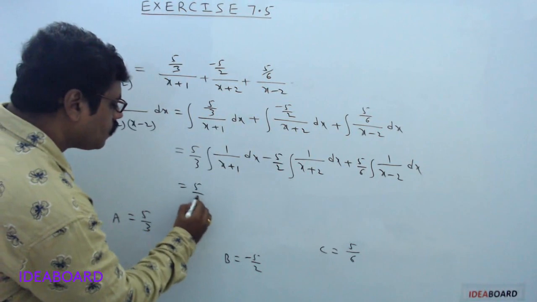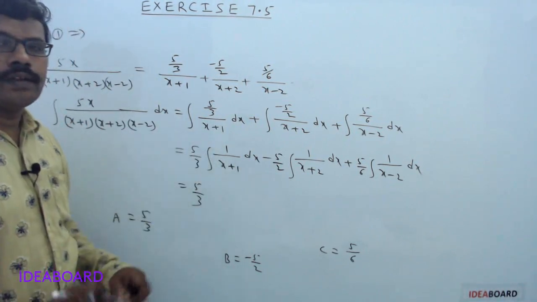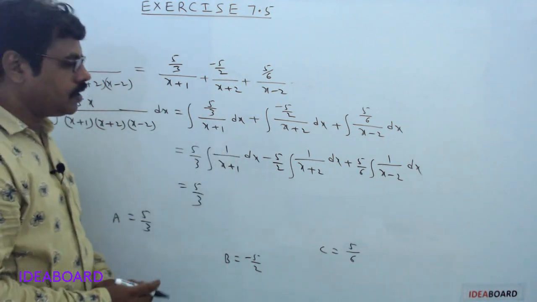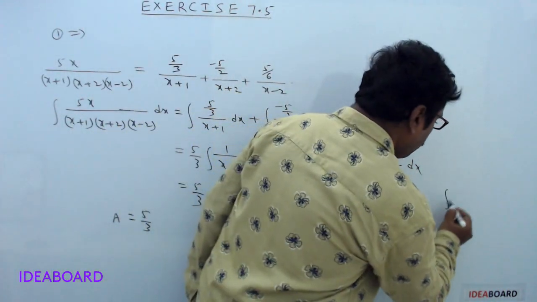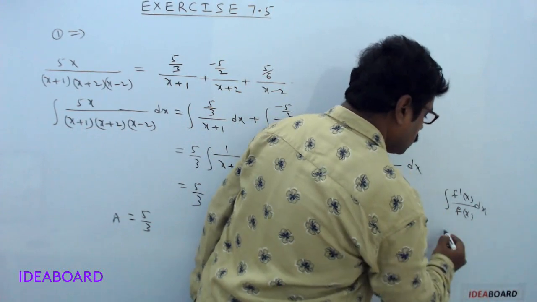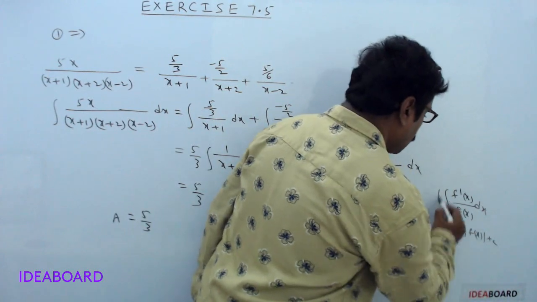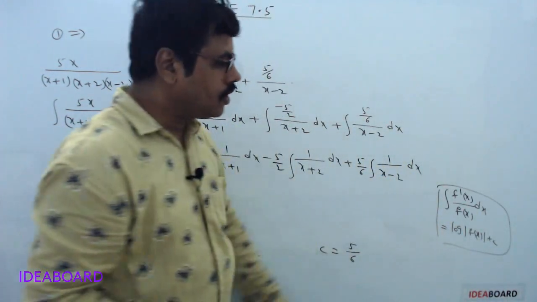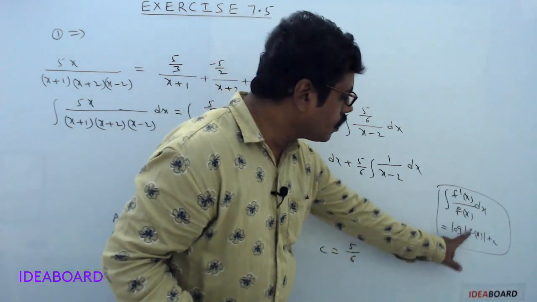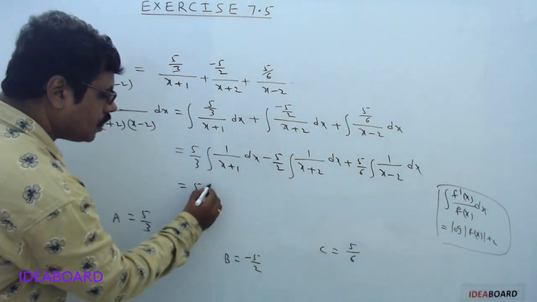Now this is equal to 5 by 3 into, derivative of x plus 1 is 1. It means derivative of denominator is in its numerator. Now what is the formula of integral f dash of x divided by f of x dx? It is log mod f of x plus a constant term c. If the derivative of denominator is in its numerator, what is its value? Log mod denominator plus c. So by using that formula, what is its value?